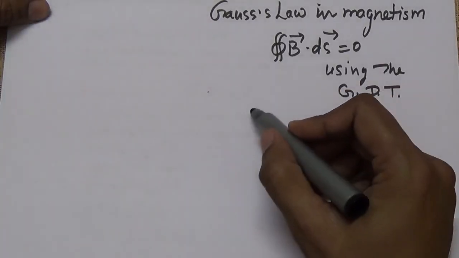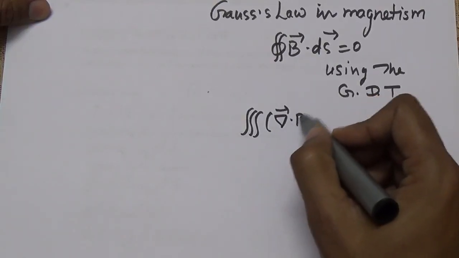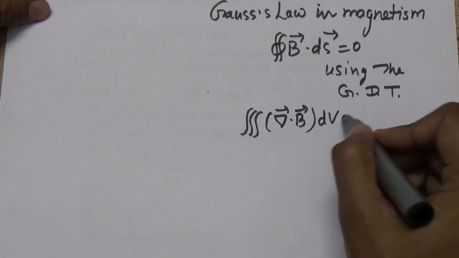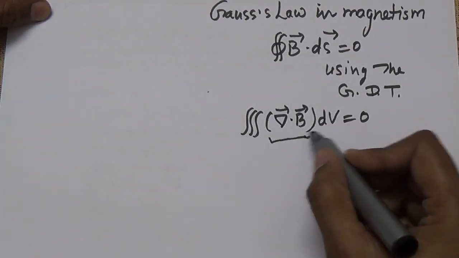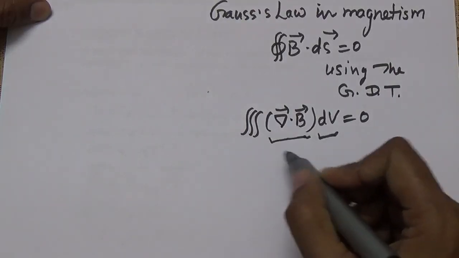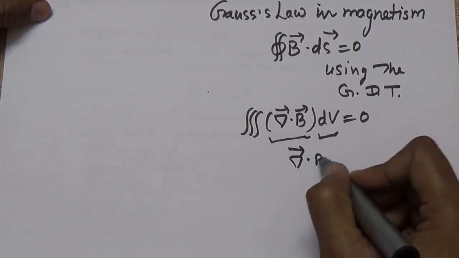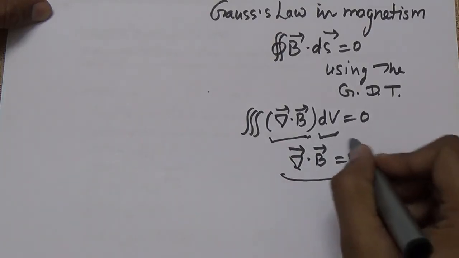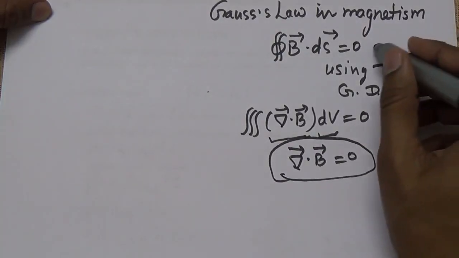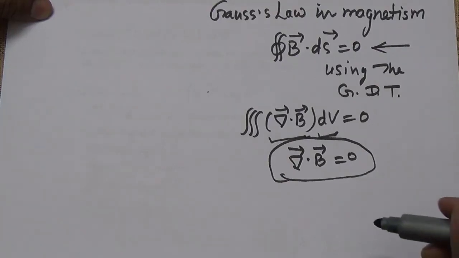So this left hand side becomes the integral of divergence of B dV is equal to 0. So again, either this factor is equal to 0 or this factor is equal to 0. The volume could not be 0. That's why del dot B is equal to 0. This is the second differential equation, corresponding to this law, which is known as the Gauss law in magnetism.